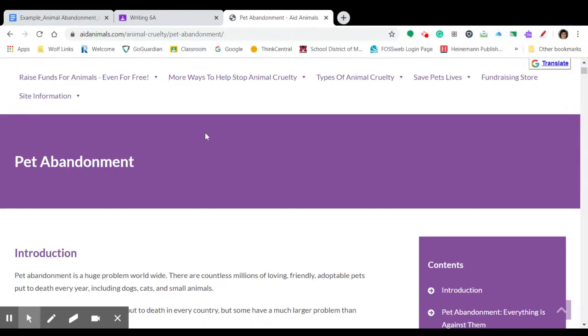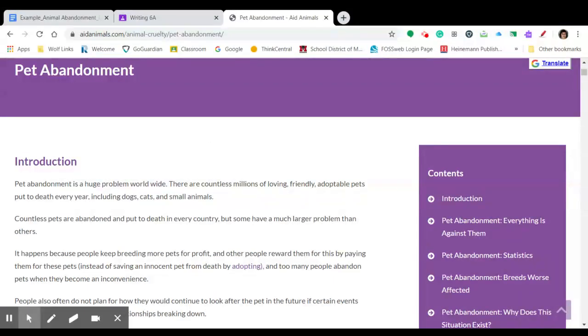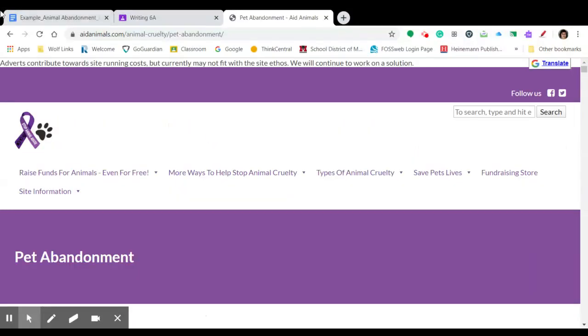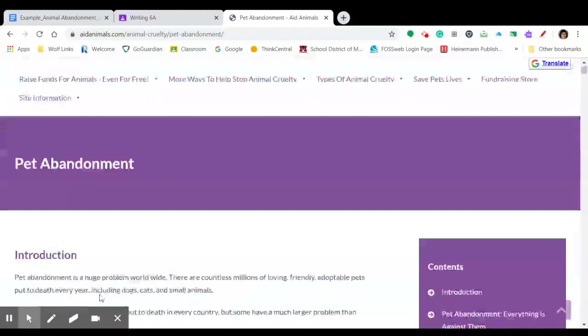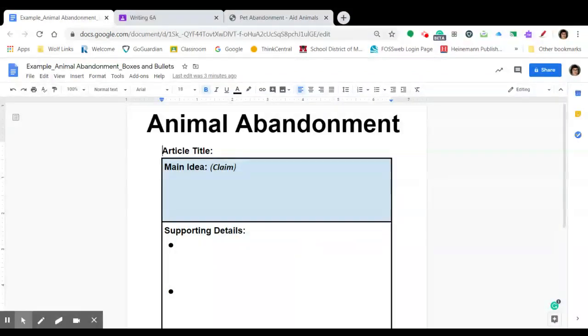So here is one on pet abandonment, and we have an introduction. And before we even start, if you open up the boxes and bullets, it says article title. So the article title would be pet abandonment. So I would copy that, and I would put that right here. And I did paste without formatting because then it keeps the color that I had on the sheet.